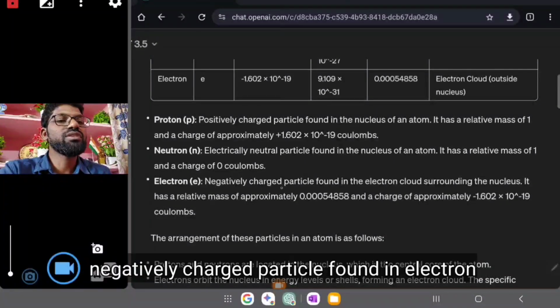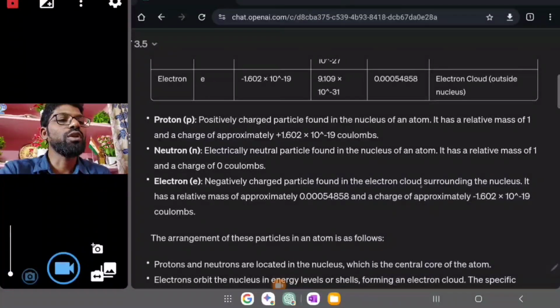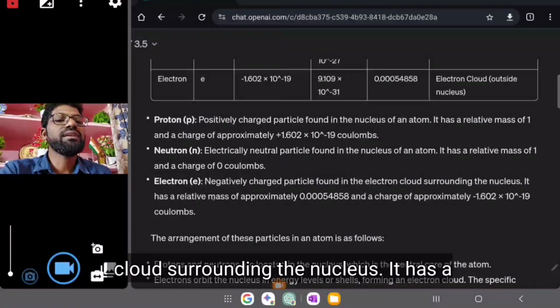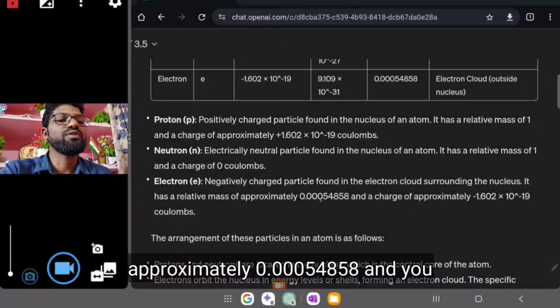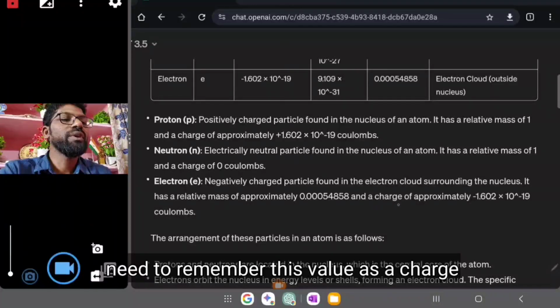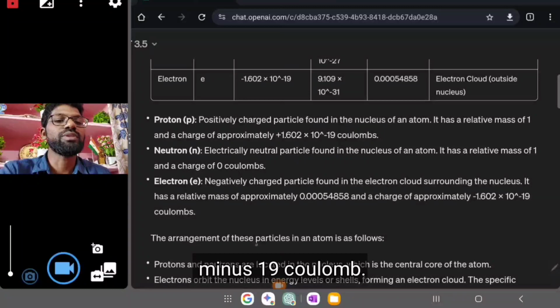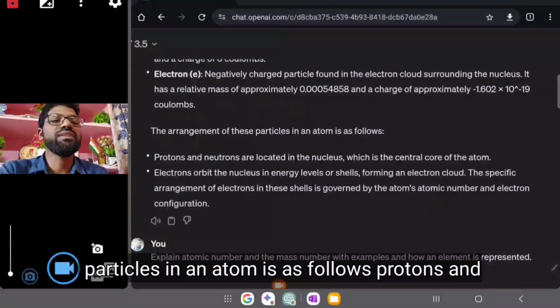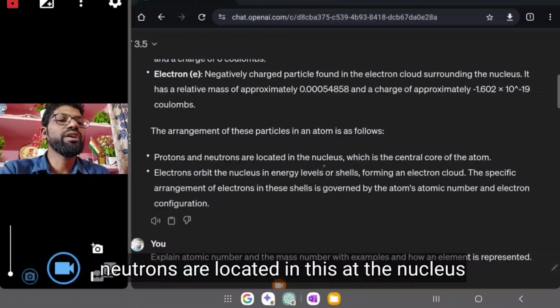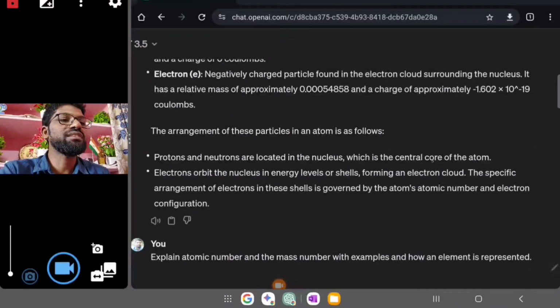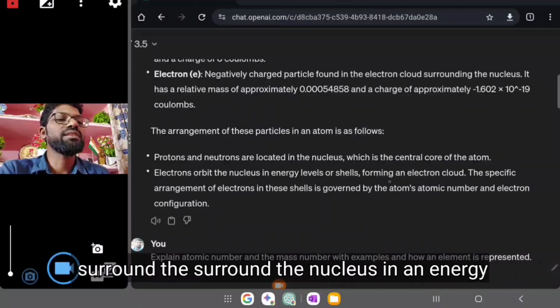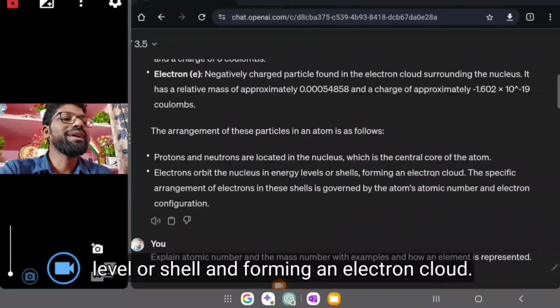Whereas electron is a negatively charged particle found in the electron cloud surrounding the nucleus. It has a relative mass of approximately 0.00054858, and you need not remember this value, with a charge of approximately minus 1.602 into 10 raised to minus 19 coulombs. The arrangement of these particles in an atom is as follows. Protons and neutrons are located at the nucleus, the center core of the atom, whereas electrons orbit the nucleus, meaning they surround the nucleus in energy levels or shells, forming an electron cloud.